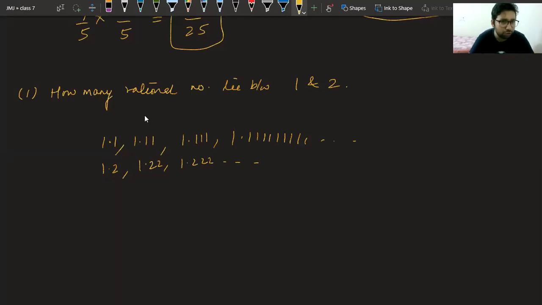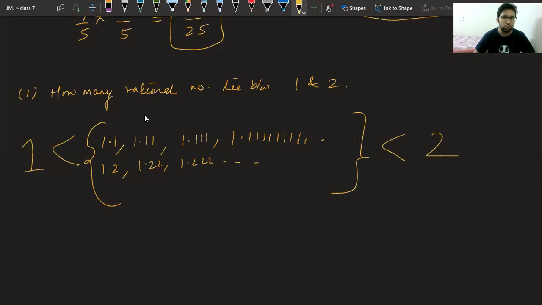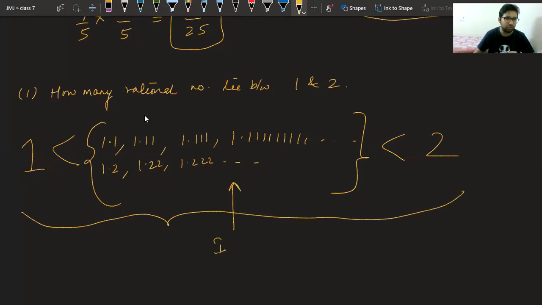Why will 1.11 come? No beta, I am just trying to show you that these numbers lie between 1 and 2. I'm just trying to show you one thing, that these numbers are infinite. You can have all these possible numbers between 1 and 2. Okay, Rachit? I'm only trying to say that we can have infinite rational numbers between two integers.